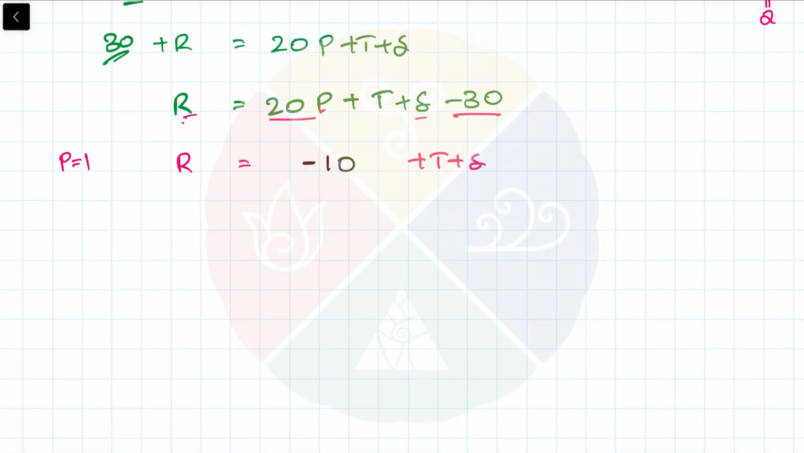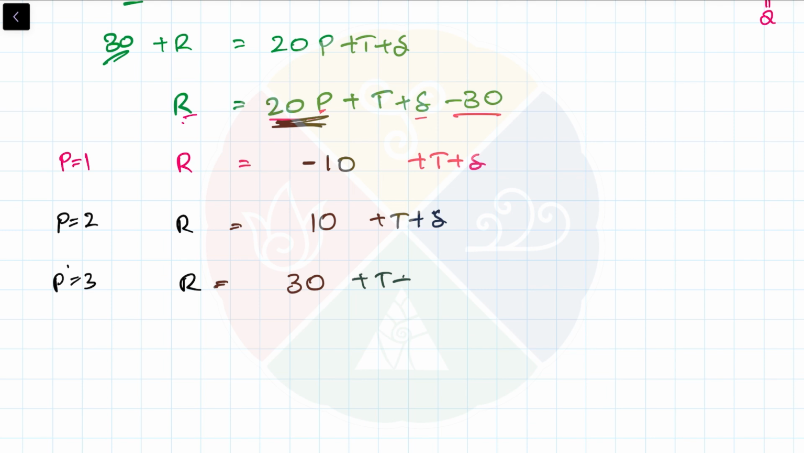That's one combination. If P is equal to 2, I am going to get 20 into 2 plus T plus S minus 30. 20 into 2 means 40, minus 30 will become 10. And P is equal to 3. Similarly, it can become 20 into 3, 60 minus 30 will become simply 30 plus T plus S.